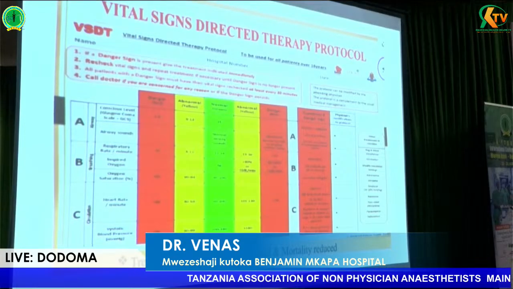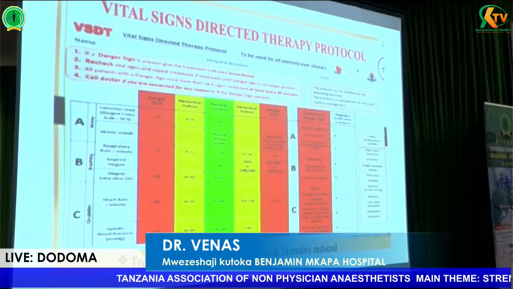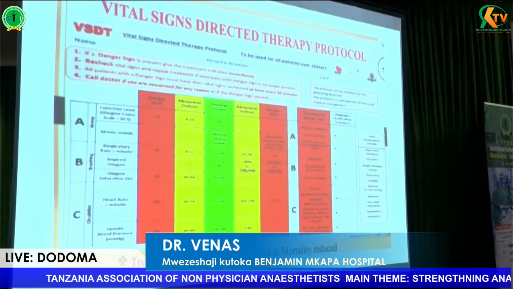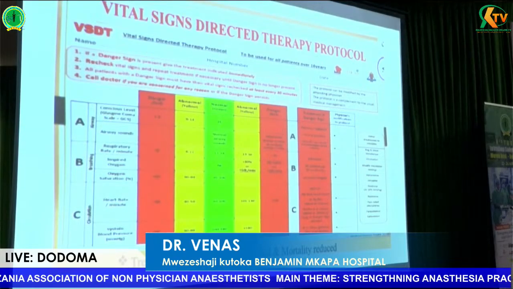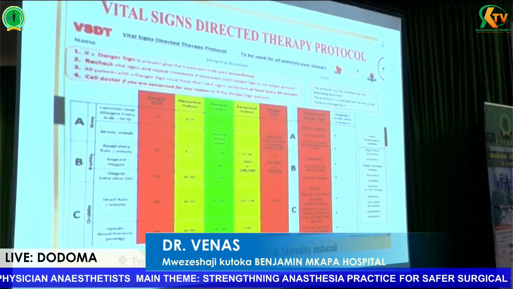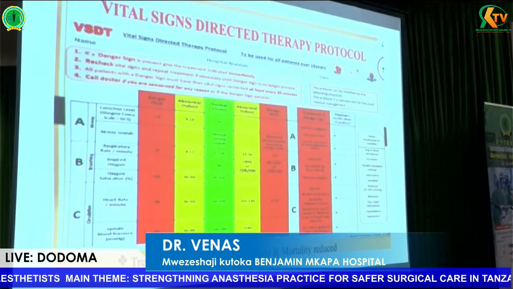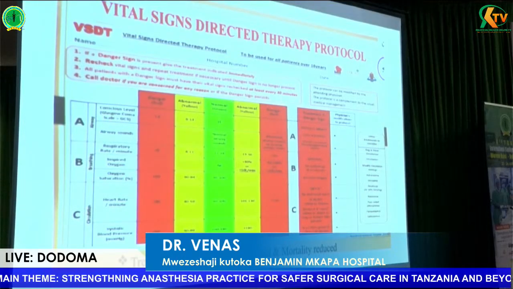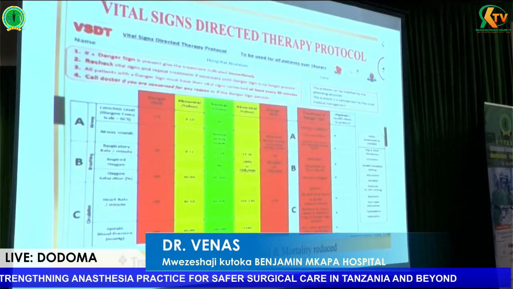A patient is dying, and the person monitoring the patient doesn't know the meaning of shock index. A heart rate of more than 120 in an adult, even under anesthesia. You find someone gave anesthesia to a patient, and the heart rate is maybe 140, and someone is listening to music.